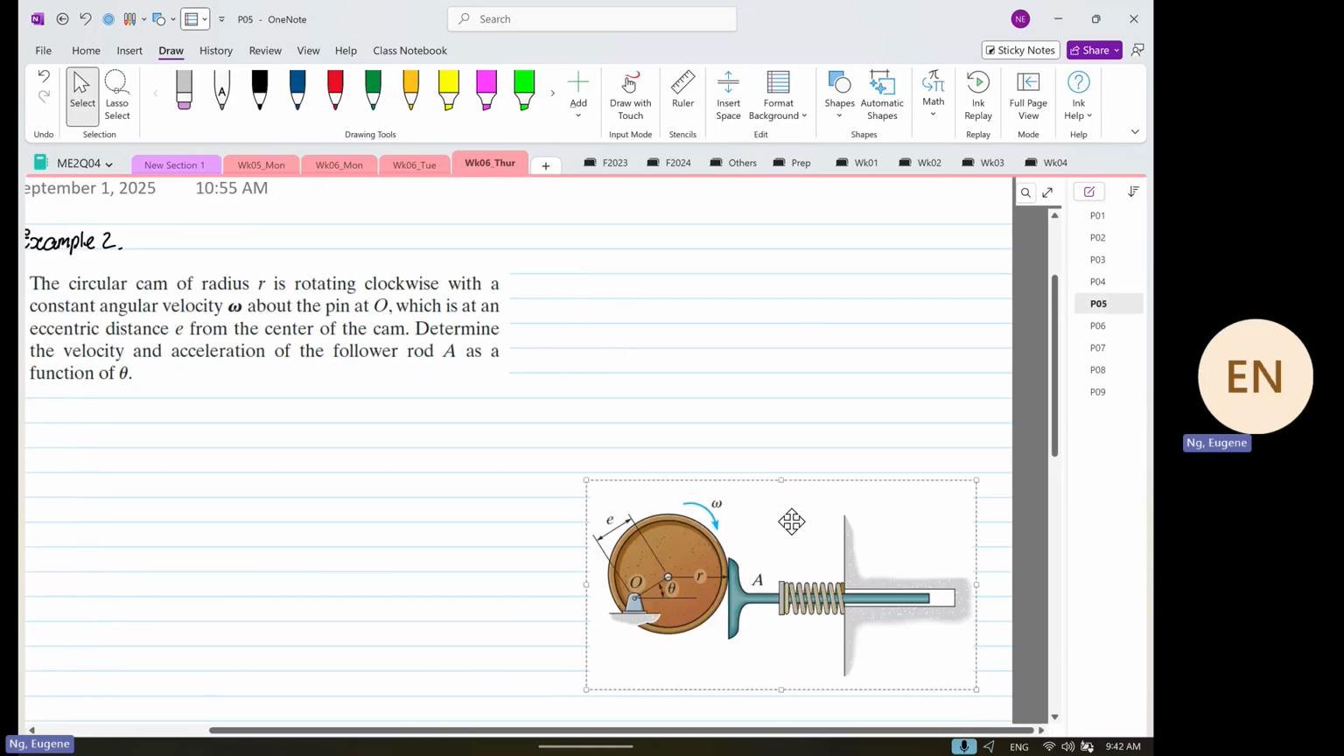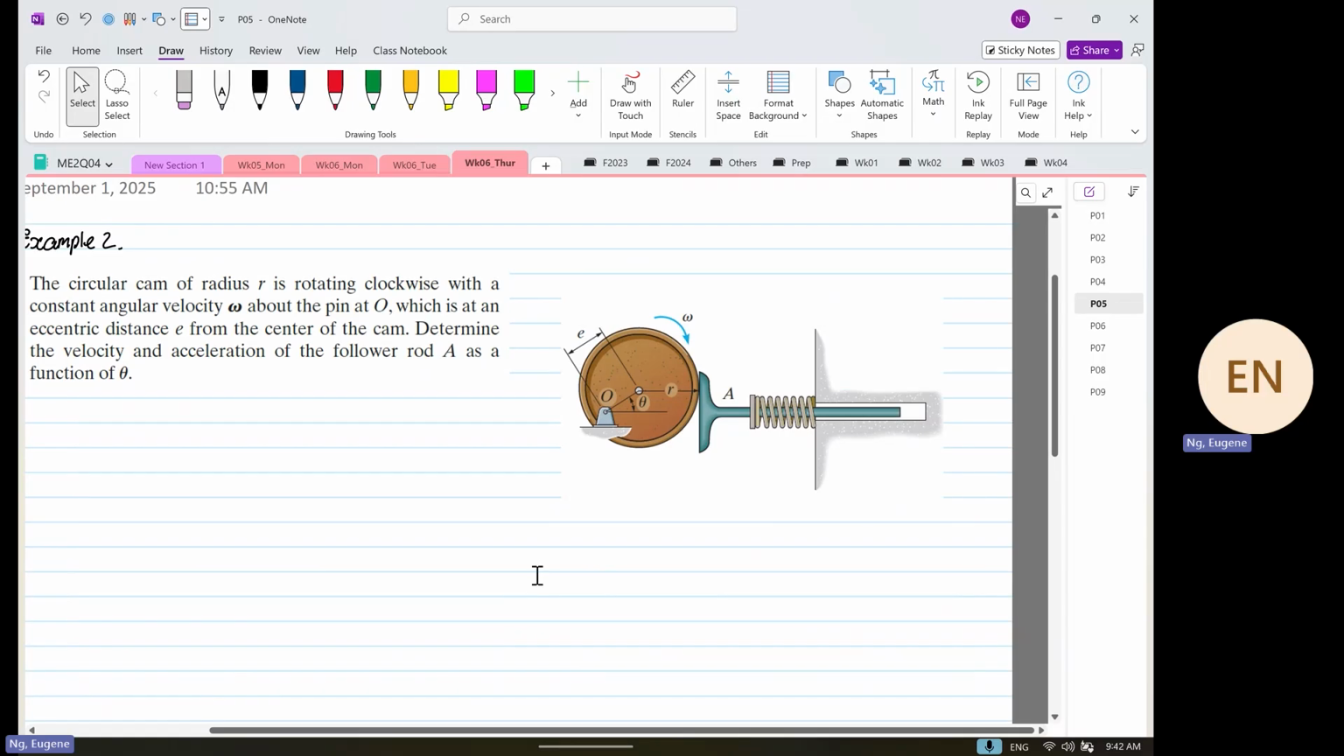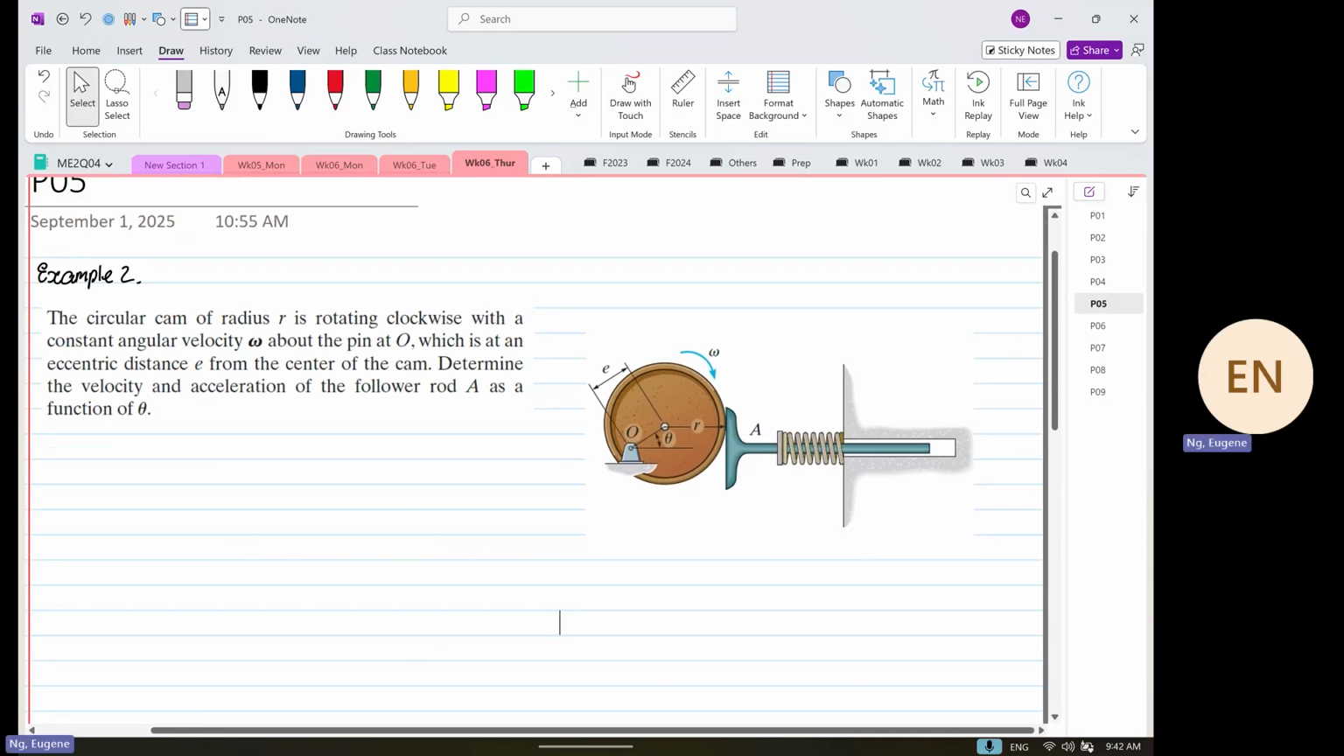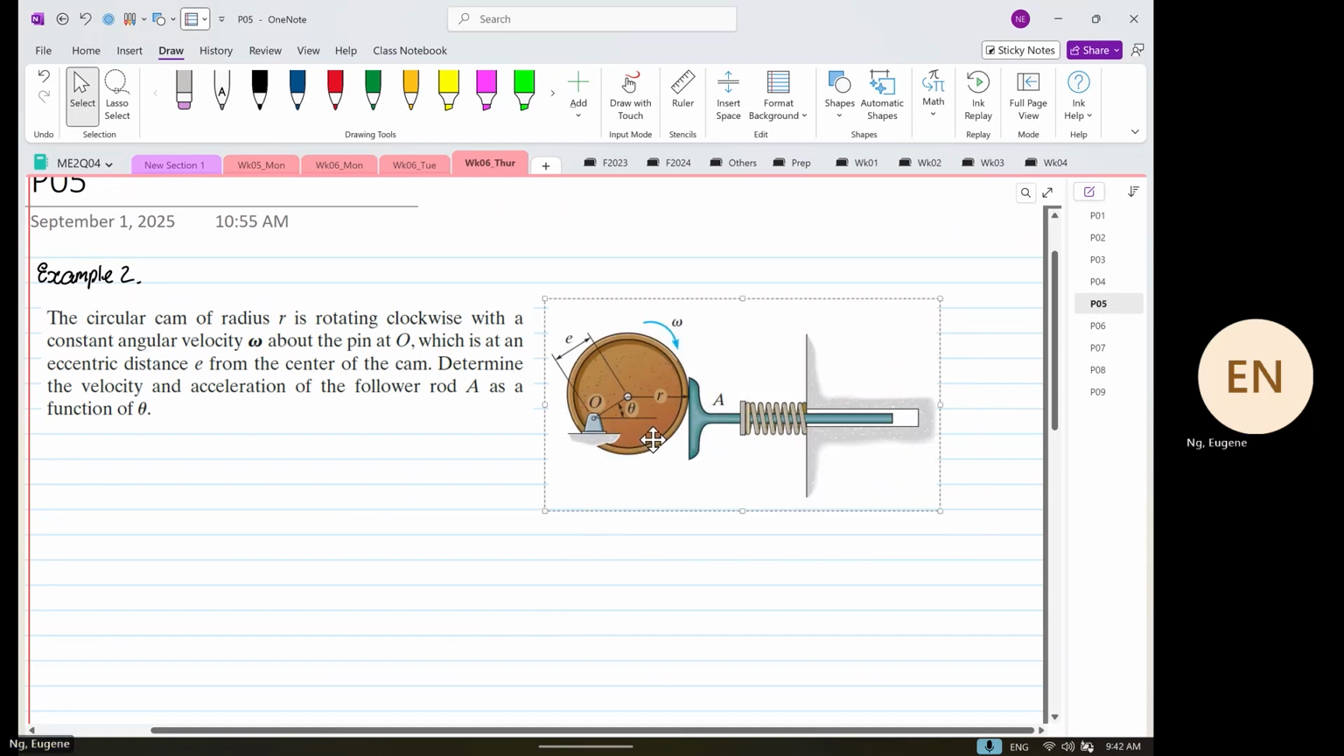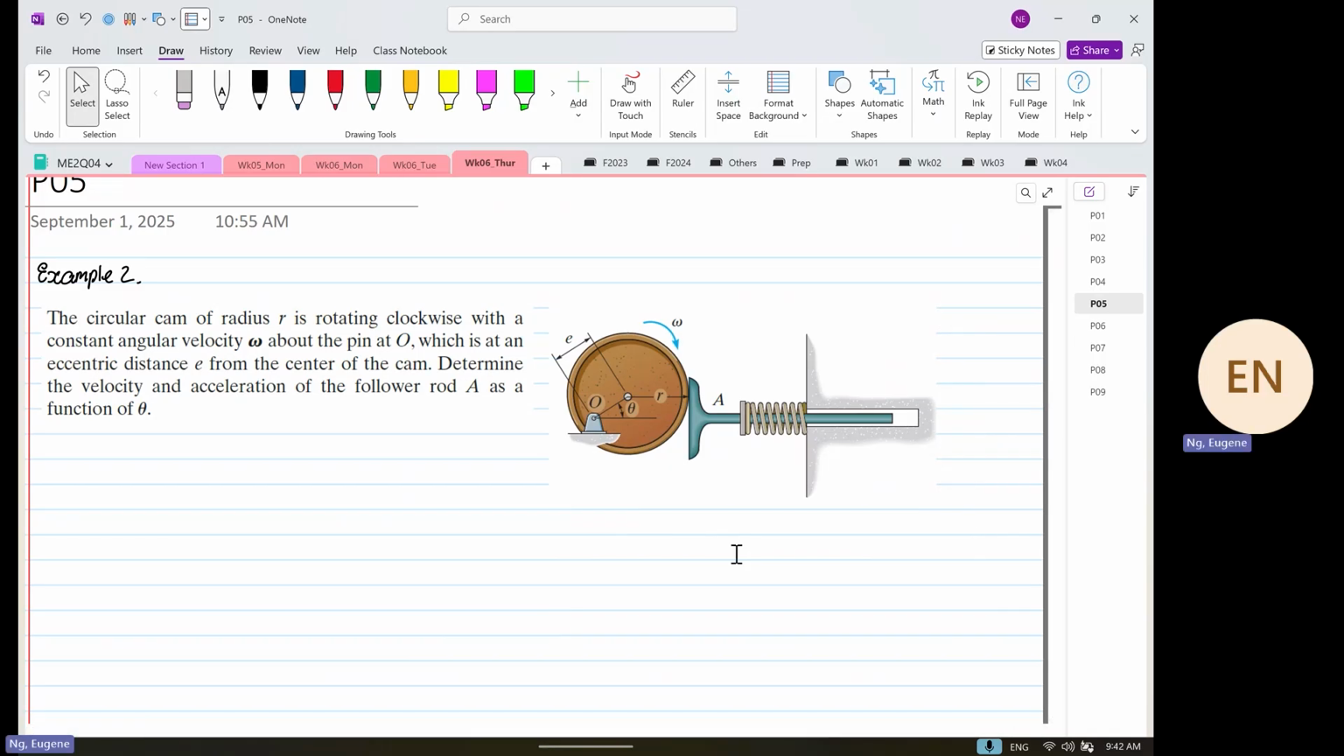And I could not solve this problem without this information, okay? So again, you will see this structure over here, right? The circular arm cam of radius r is rotating clockwise. It's specified it's rotating clockwise over here, okay? About pin O, right? Which is at an eccentric distance E from the center of the cam.